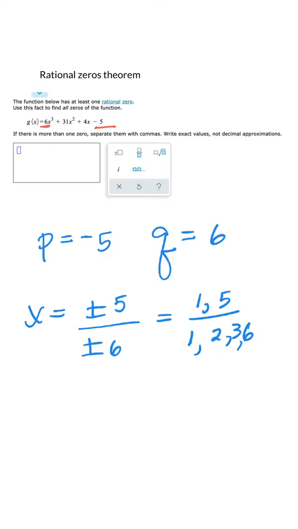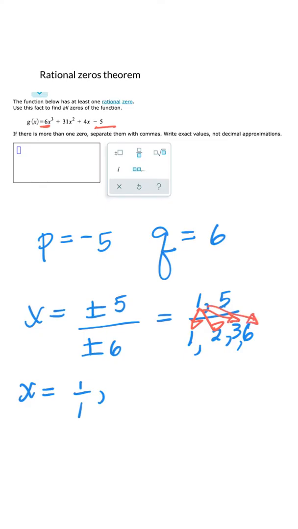So let me give you an example. x could be 1 over 1, 5 over 1. x could also be represented by 1 over 1, 1 over 2, 1 over 3, and 1 over 6.